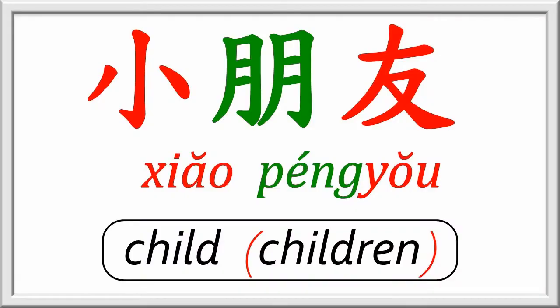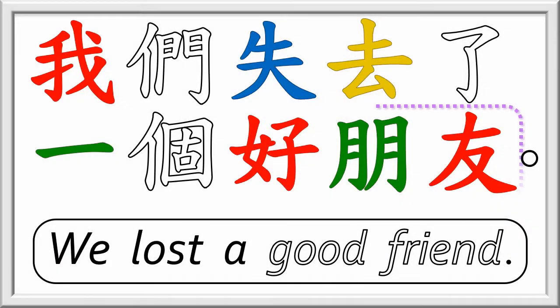When calling or talking to little children, adults will often call them 小朋友, little friends. An example sentence meaning an adult friend would be 我们失去了一个好朋友. We've lost a good friend.